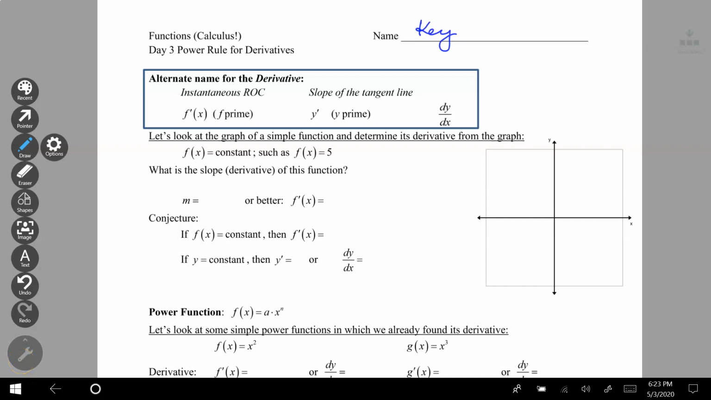Hello, welcome to Functions Day 3. We're going to use the power rule for derivatives.